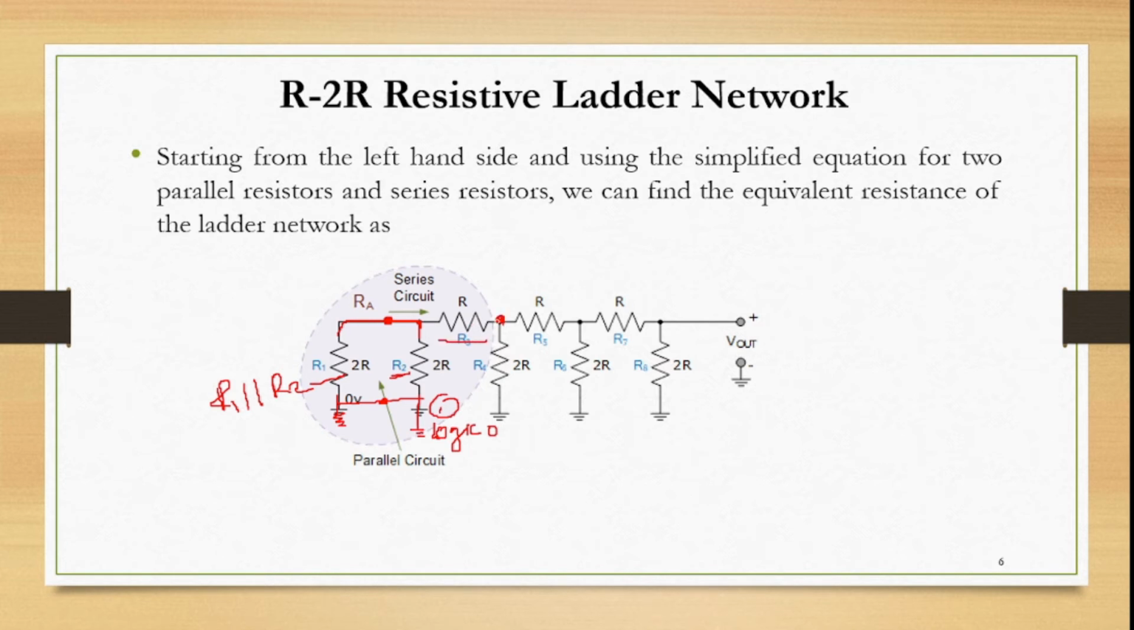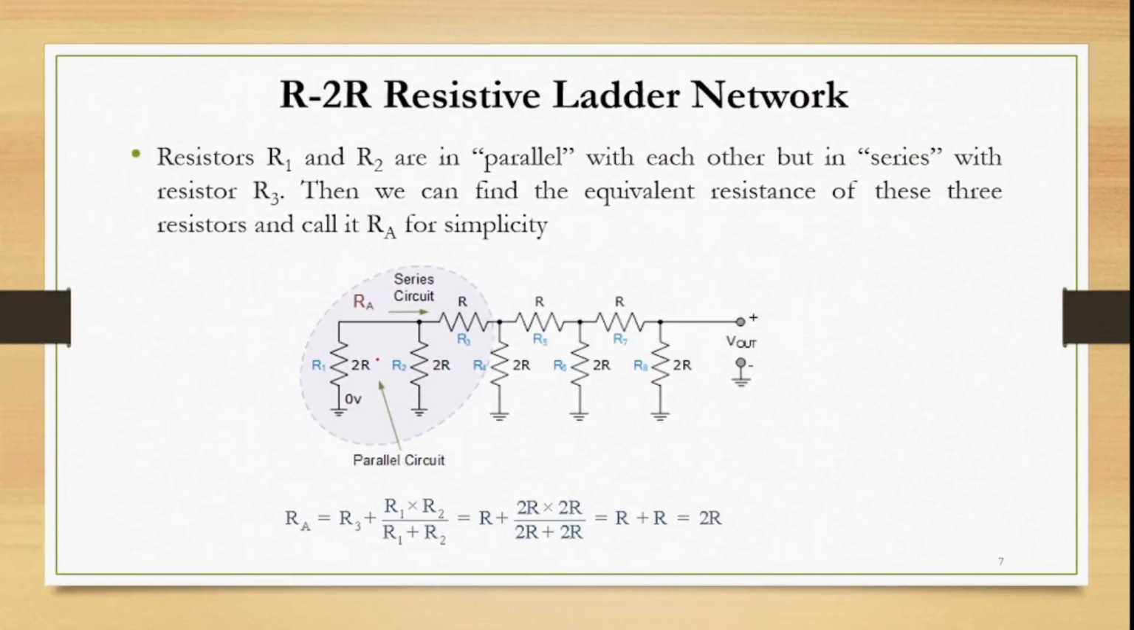Up to this point we have a parallel network and a series network. This is a parallel network of R1 and R2, and we have a series resistance R3. We call the equivalent RA, indicated over here. So RA equals R3 plus R1 into R2 divided by R1 plus R2.